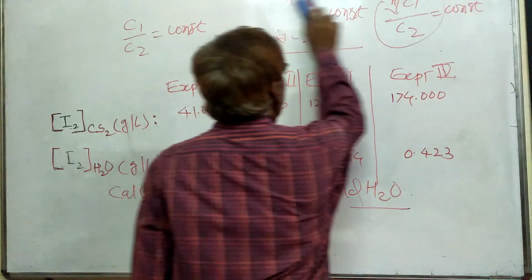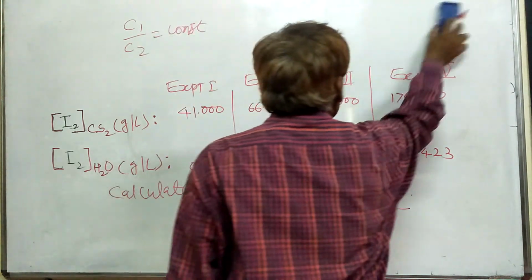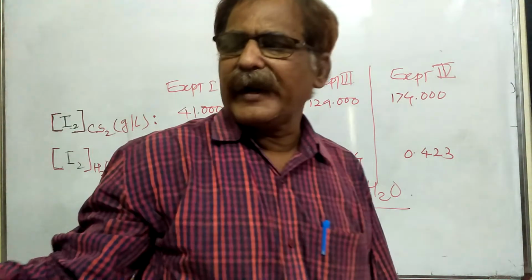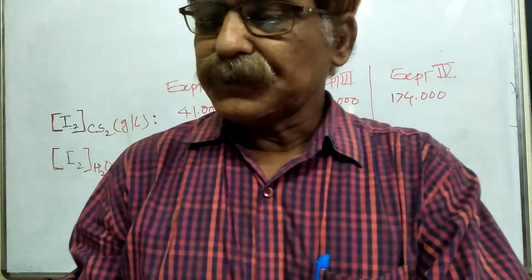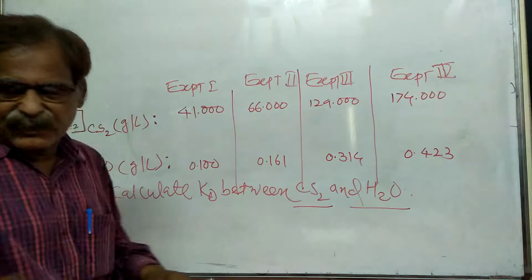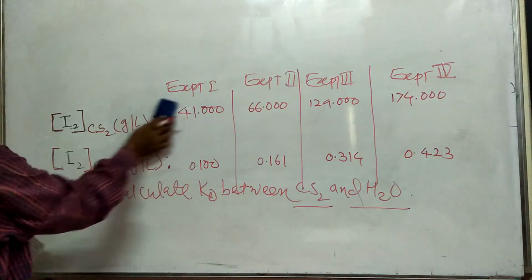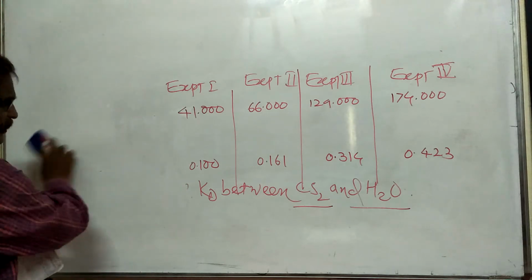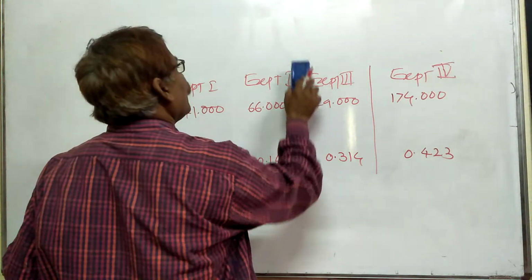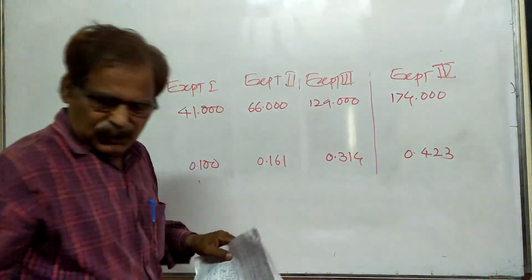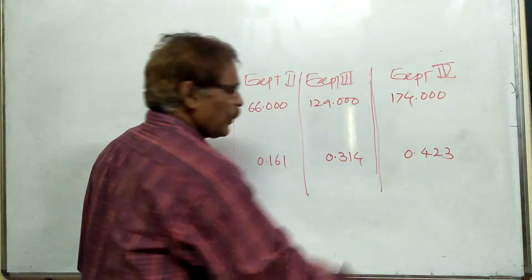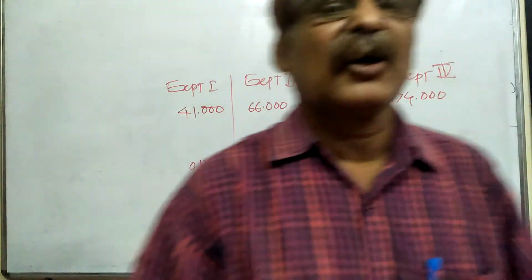So let us apply at first the normal Nernst distribution law to the given data and find out the partition coefficient of iodine in each experiment. Okay, so with this, let us apply Nernst distribution law to this data and find out what the partition coefficient of iodine between carbon disulfide and water.